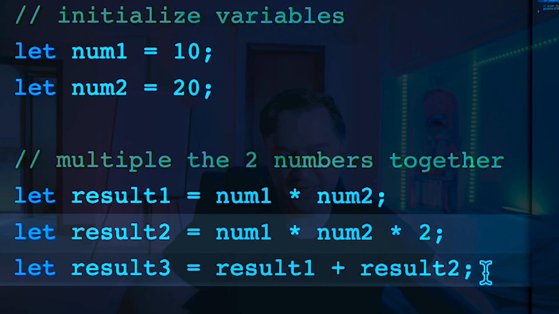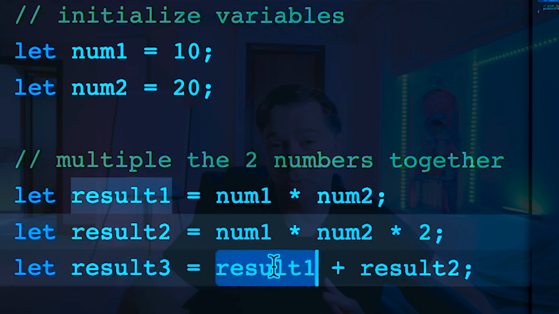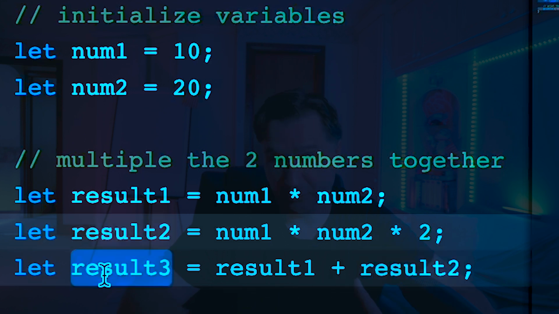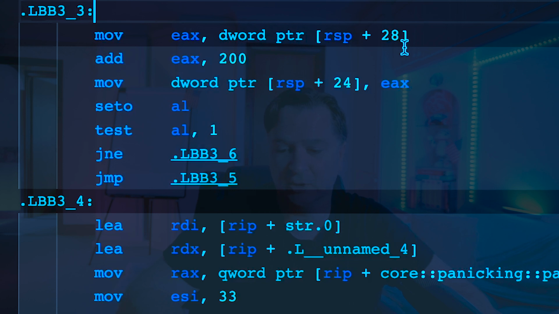So if we look at this line of code here for a second, what we're going to do is take result 1, which we know is 200, and add it to result 2, which we know is going to be 400, and then store it in result 3, which will give us 600. So let's look at the underlying code there for a second.